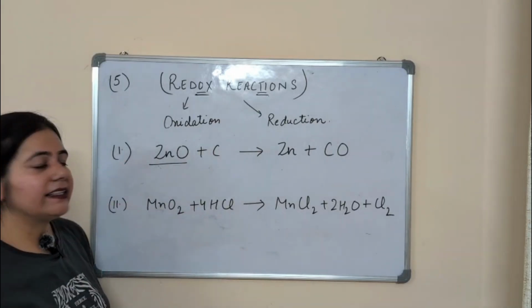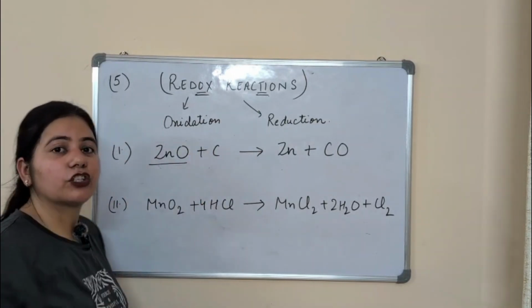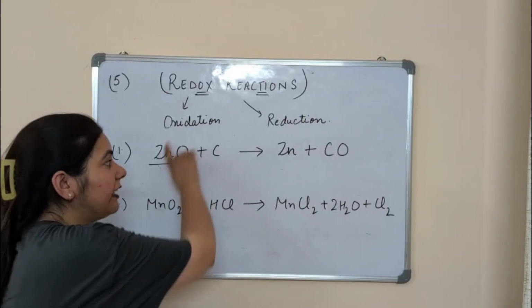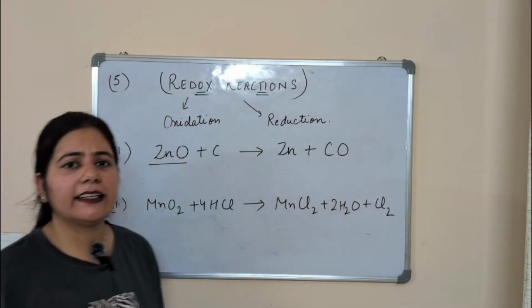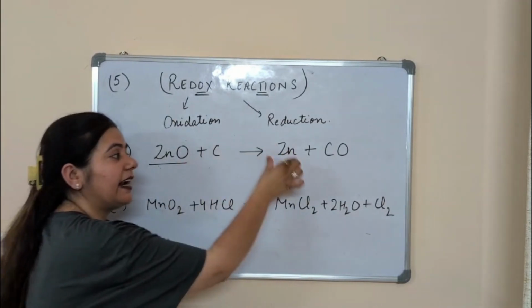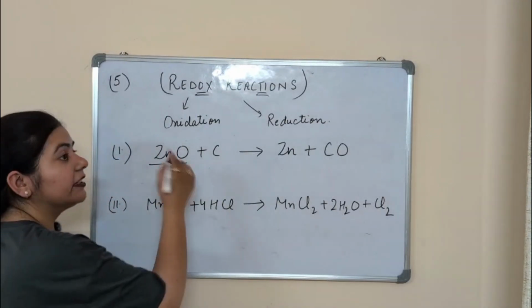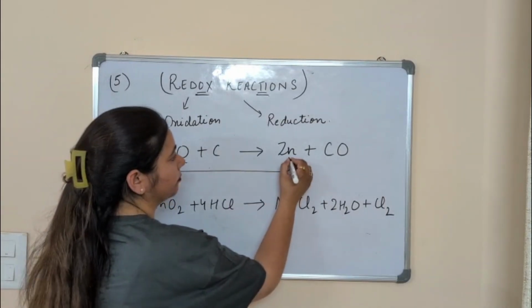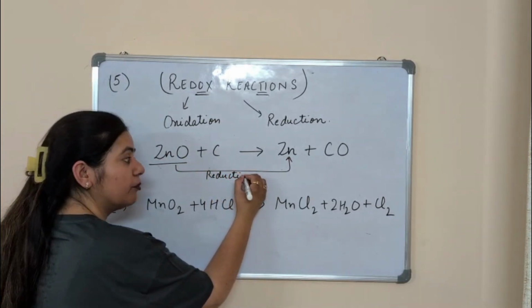So you can clearly see on the reactant side, zinc has oxygen attached to it. It means when it goes to the product, oxygen is getting removed from it. So you can clearly see that oxygen is getting removed from zinc oxide and it is getting converted into zinc. It means that here reduction is taking place because oxygen is getting removed.